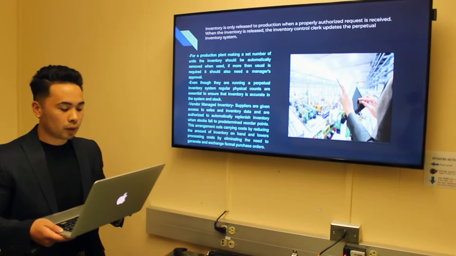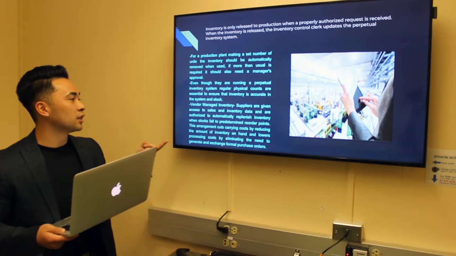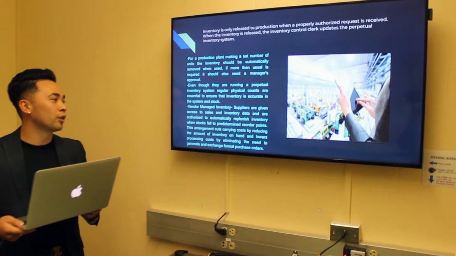And our last recommendation is to incorporate a vendor-managed inventory model, which gives suppliers access to sales and inventory data and authorizes them to automatically replenish inventory when stocks fall to predetermined reorder points.